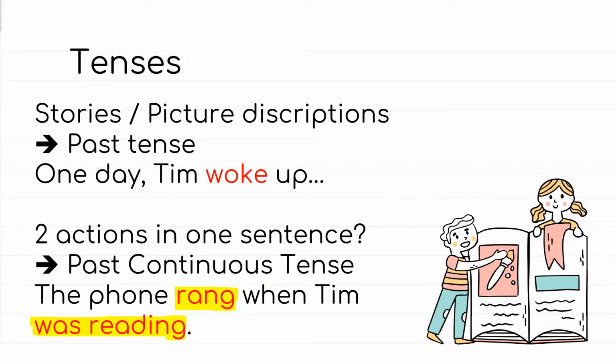For tenses, when you're writing stories and picture descriptions, usually we will use past tense. For example, one day, Tim woke up. In stories, when you want to write 2 actions in one sentence, you can use past continuous tense. For example, the phone rang when Tim was reading, and you can see here, rang is the short action, we use past tense. And reading was a long action, so we use past continuous tense.